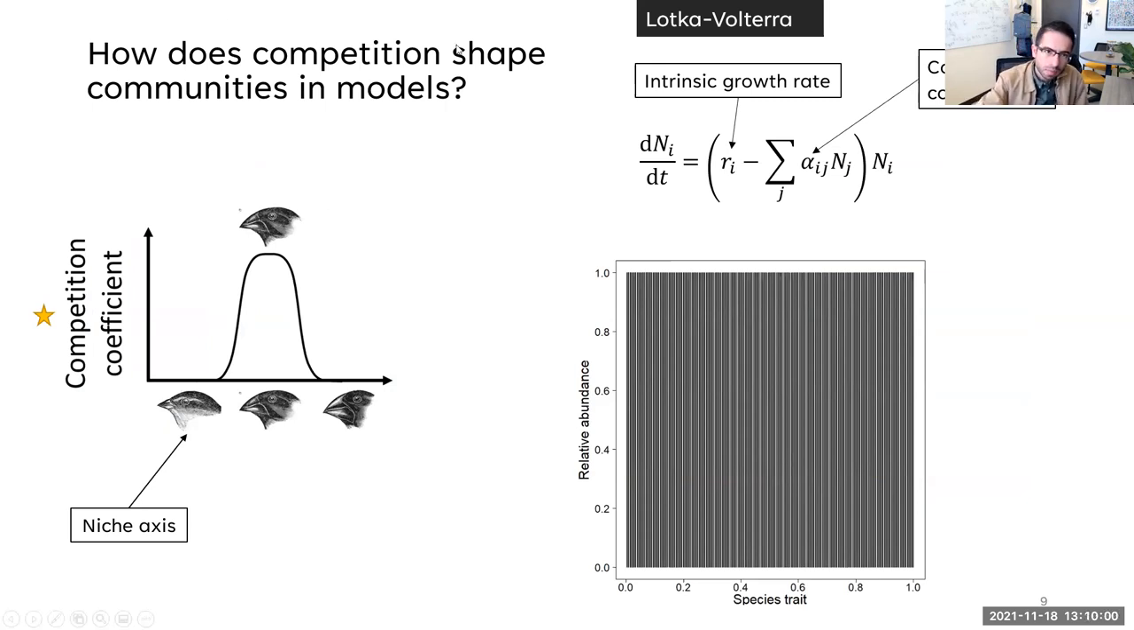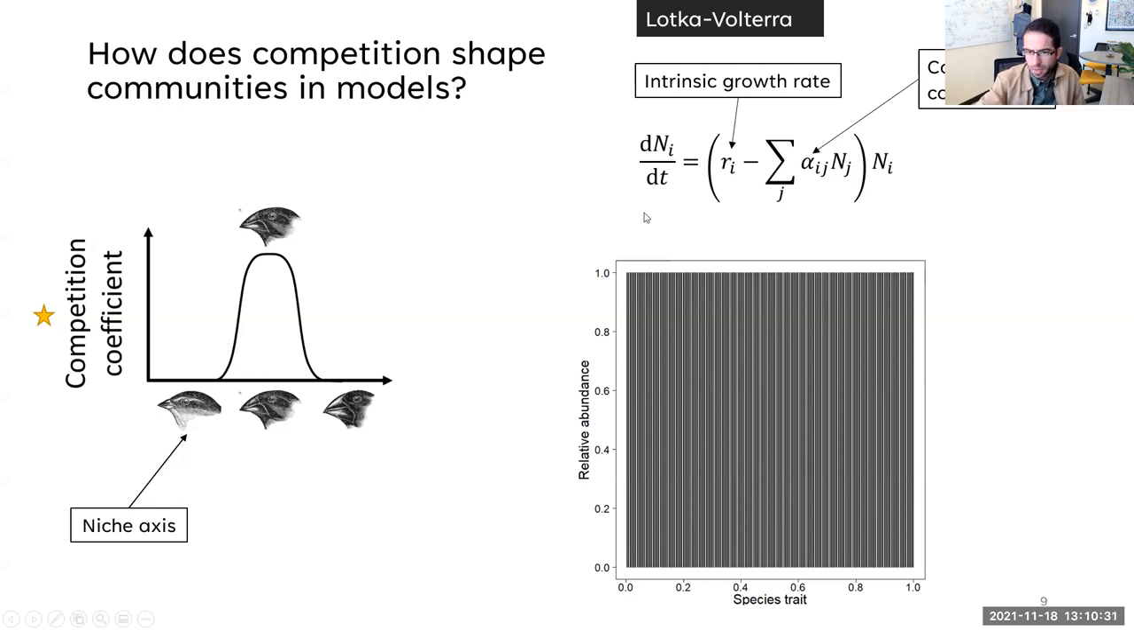So let me ask, how does competition shape communities in models? I will start with not just any model, but the model. This is the most classical model of competition that you're going to find in textbooks. This is Lotka-Volterra competition, basically saying that if N here is the size of the population, then its rate of growth is exponential, except that the constant is not constant. It depends on the abundance of the species, so it decreases as the species abundance increases.